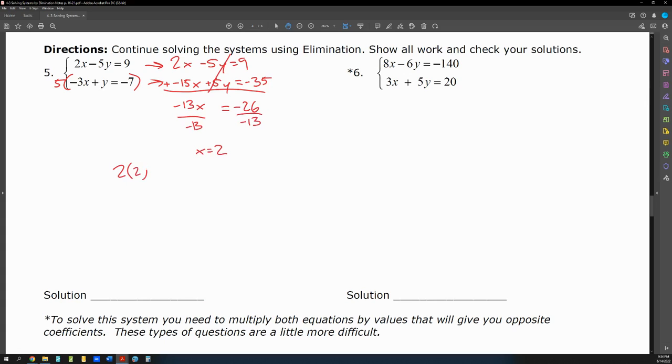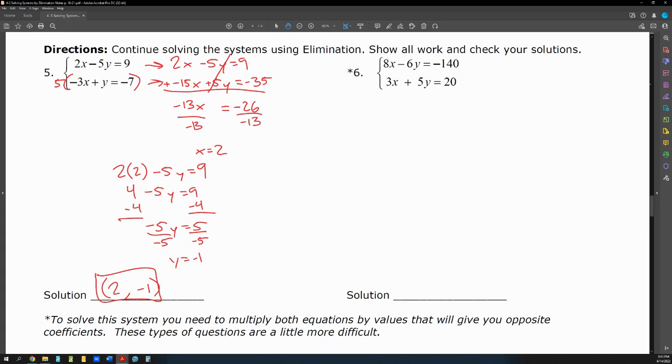Plugging into the original equation, 2x minus 5y is equal to 9. We have 2 times 2 minus 5y equals 9. 2 times 2 is 4. Minus 5y equals 9. Subtracting 4 from both sides, we get negative 5y is equal to 5. And dividing both sides by negative 5, we get y is equal to negative 1. So the solution to this system as an ordered pair is 2, negative 1.